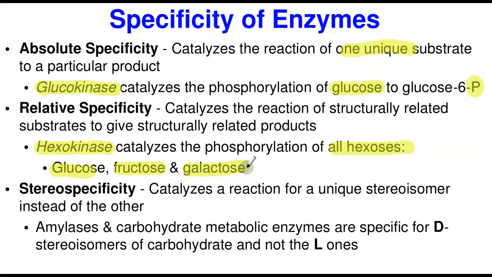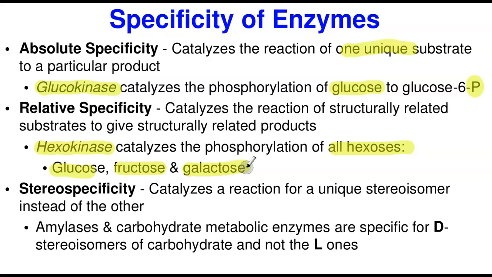And the last one is the stereospecificity. In this case, enzymes catalyze a reaction for a unique stereoisomer instead of the other. Remember, stereoisomers are the D and L isomers. An enzyme has the ability to recognize a particular isomer, and this is actually very important in the body. Most enzymes only catalyze a particular specific isomer instead of the other.